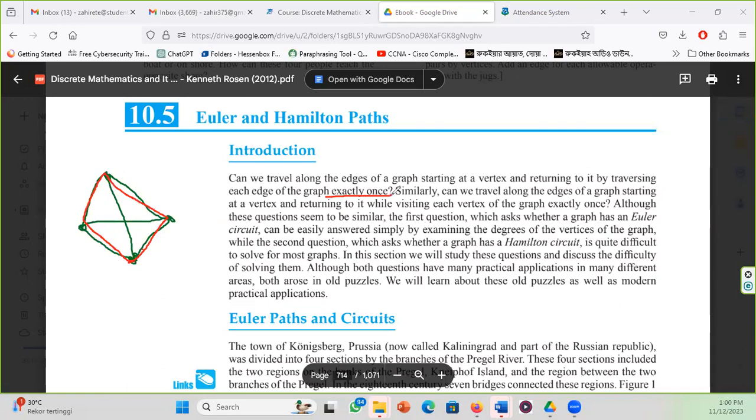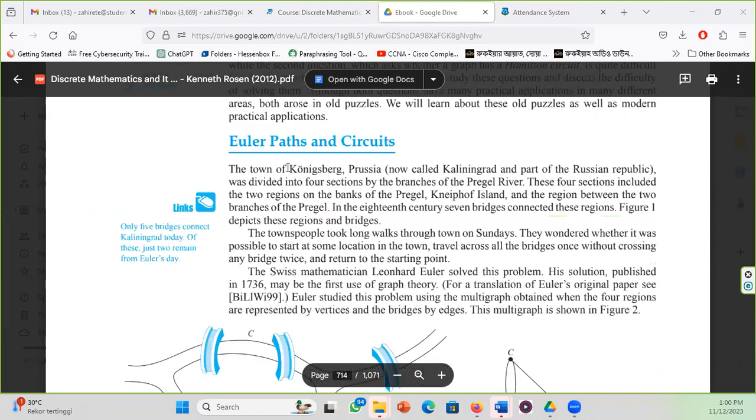So this type of graph is known as the Euler circuit, or sometimes it's called Euler path, and sometimes it is also known as the Hamiltonian circuit. Both of them are the same. Euler path, Hamiltonian path, almost the same. Some allow the loop, some do not allow the loop. If we see the next slide or next topic, you will understand.